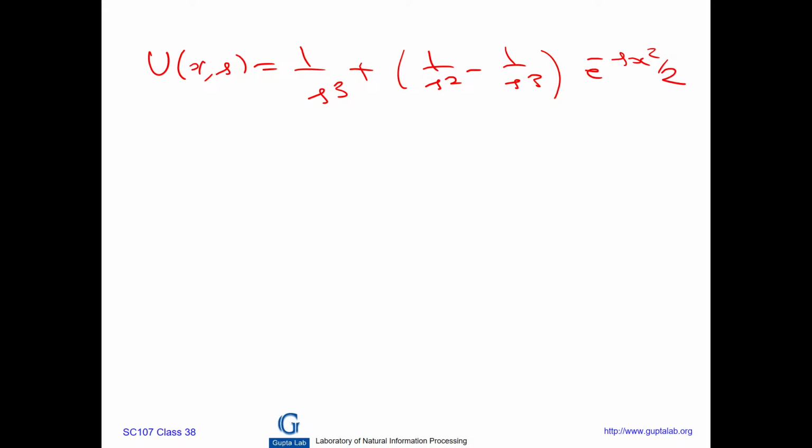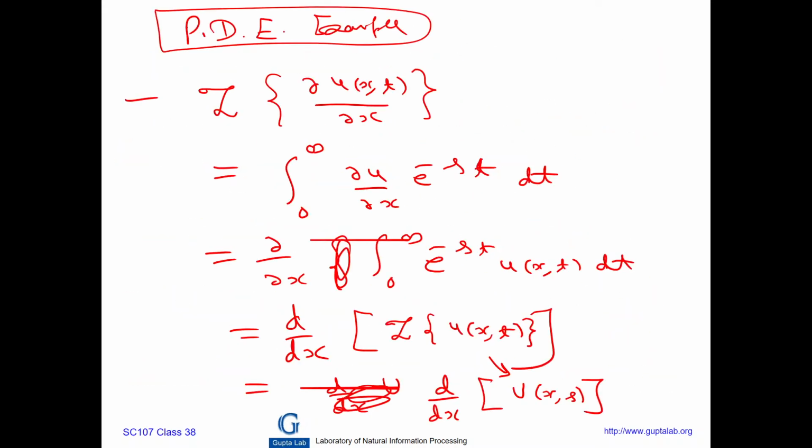I have to find u of x,t. So I apply inverse Laplace transform on both sides. Inverse Laplace transform. So, and actually we are going to use the shift theorem here, if you remember, because here this product is exponential. If you remember what the shift theorem is, again recall.